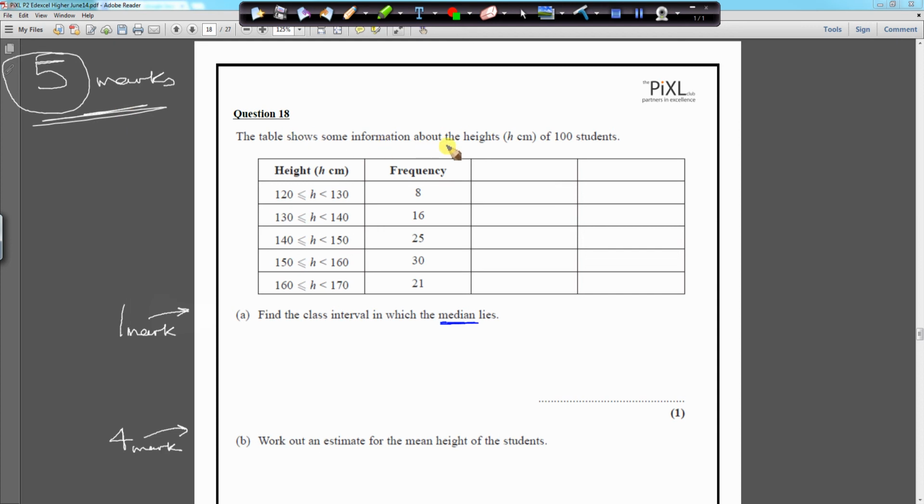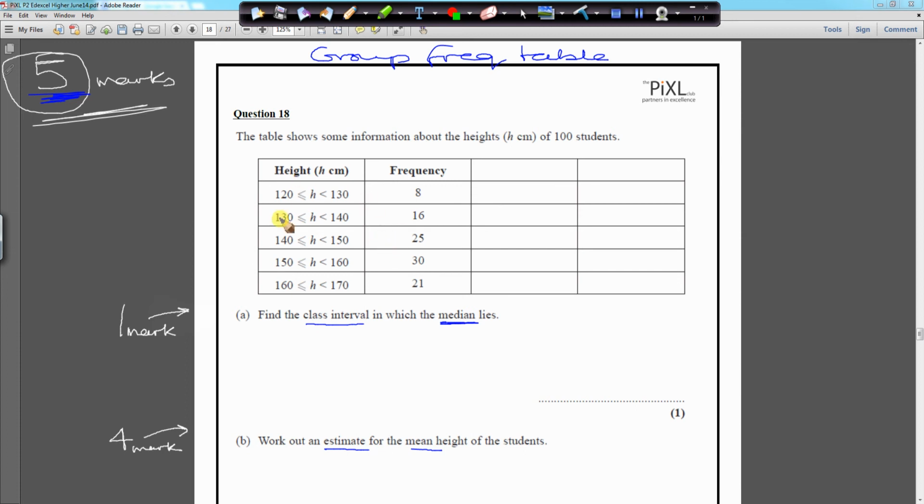The table shows some information about the height of 100 students. We're talking about the class interval with the median, and we've got to work out an estimate for the mean. So this is a grouped frequency table. Nice, straightforward question, folks, so there's no reason why we can't maximize the full 5 marks in our paper for tomorrow. Right, let's have a look.